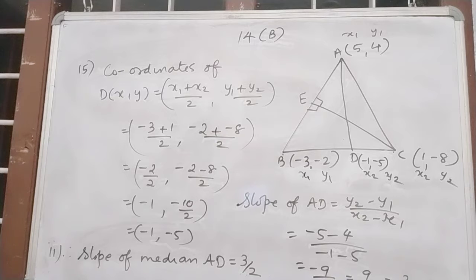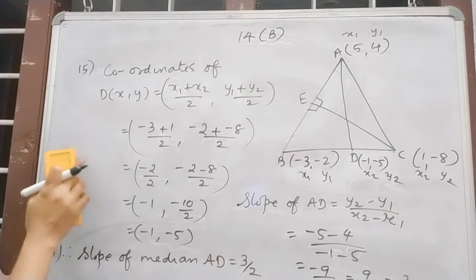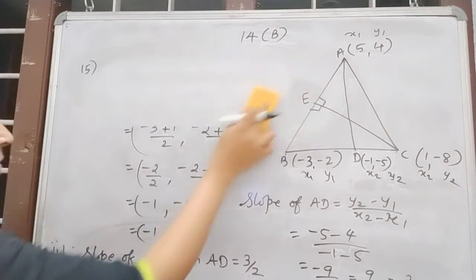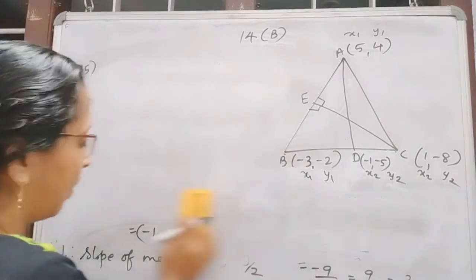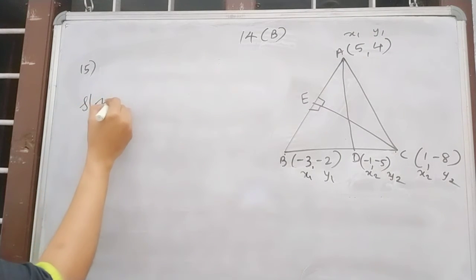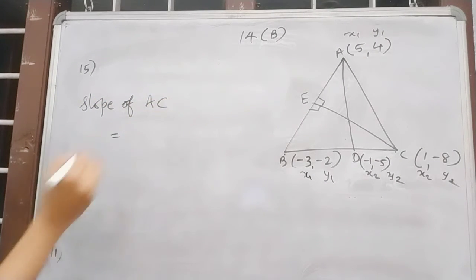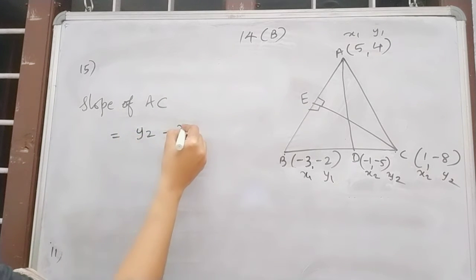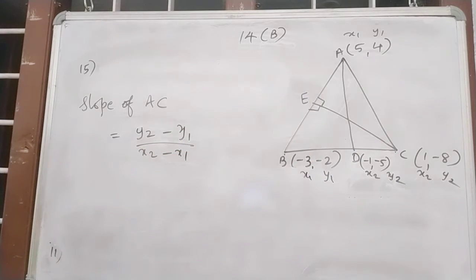Then the third one, the slope of the line parallel to AC. So to find the slope of the line parallel to AC, we have to find the slope of AC, isn't it? Then only we can find the slope of the line parallel to AC. The slope of line AC and the slope of the line parallel to AC will be the same since they are parallel. Slope of AC will be y2 minus y1 divided by x2 minus x1.